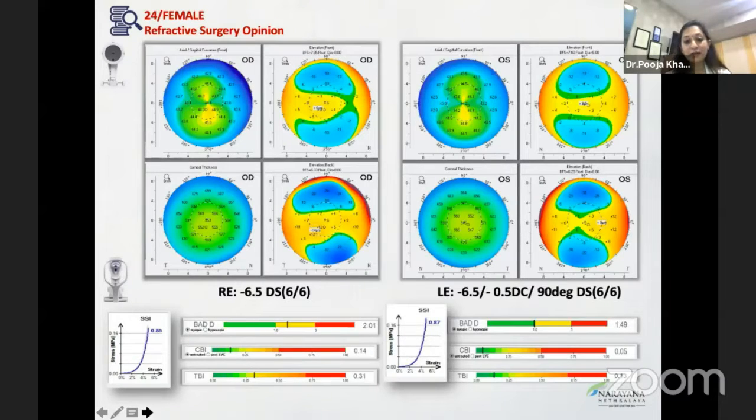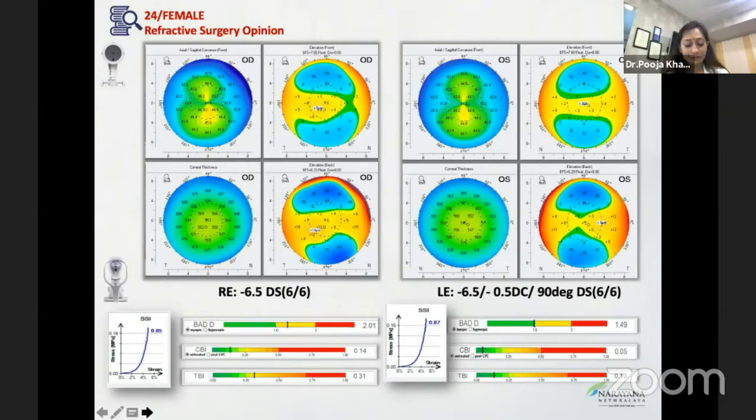But the BAD-D, in spite of all this, is suspicious in both the eyes. The CBI, which is the Corvis Biomechanical Index, is normal. TBI is a combination of both BAD-D and CBI, so it goes more towards the BAD-D side. So it's suspicious for your right eye. But left eye, all the parameters are within normal limits.